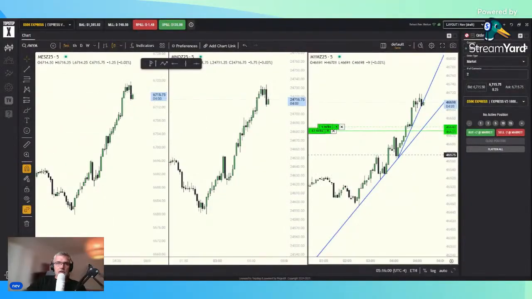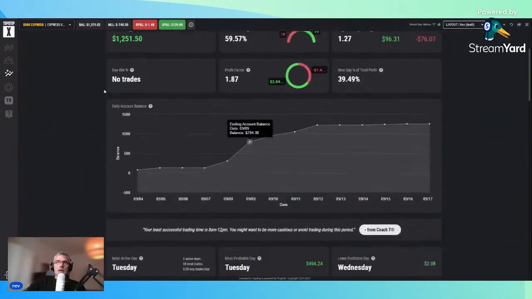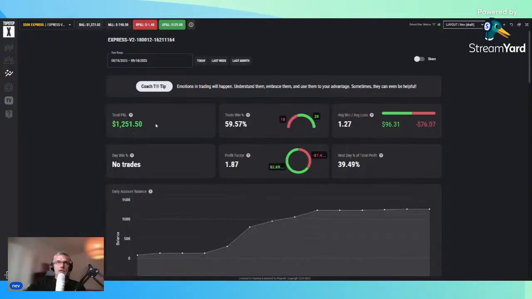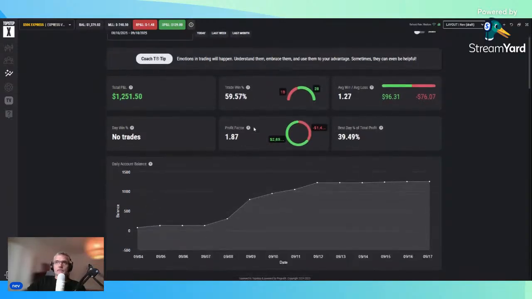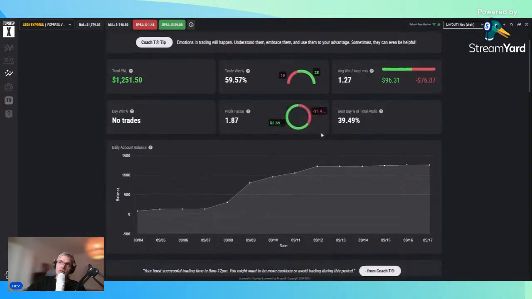All right, so you should be able to see the actual XFA now. Performance stats: currently P&L is 1,251. Win rate is just under 60%, which is good. Profit factor has dropped down to 1.87, so I'm going to try and get that back up to 2 and above.